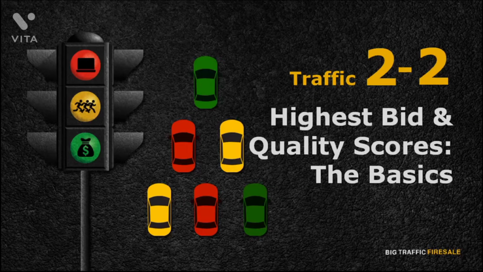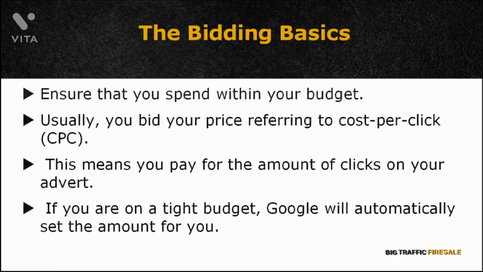Welcome back. In this module, you'll learn 2 major components that determine the success of your adverts: the highest bid and quality score. Now, let's understand the basics of bidding. Let's say most of us here have started out with our AdWords campaigns. First and foremost, you want to ensure that you spend within your budget, and for starters, it's common to bid your price referring to cost per click, CPC. In this context, CPC simply means that you pay for the number of clicks on your advert.